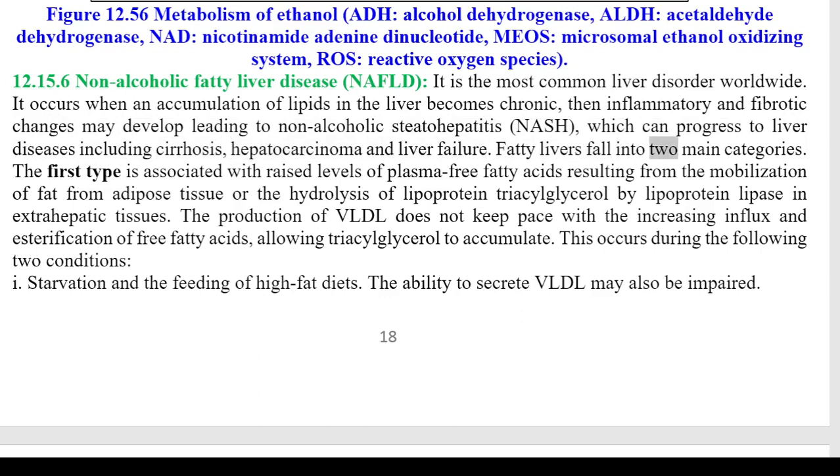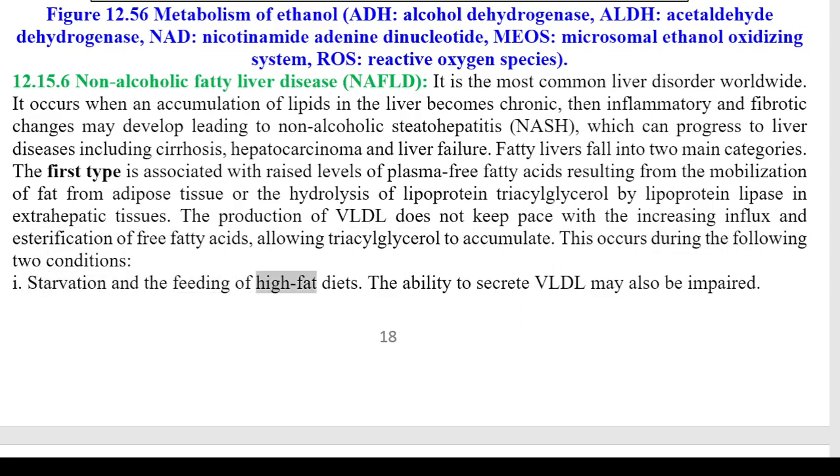Fatty livers fall into two main categories. The first type is associated with raised levels of plasma free fatty acids resulting from the mobilization of fat from adipose tissue or the hydrolysis of lipoprotein triacylglycerol by lipoprotein lipase in extrahepatic tissues. The production of VLDL does not keep pace with the increasing influx and esterification of free fatty acids, allowing triacylglycerol to accumulate. This occurs during the following two conditions: 1.